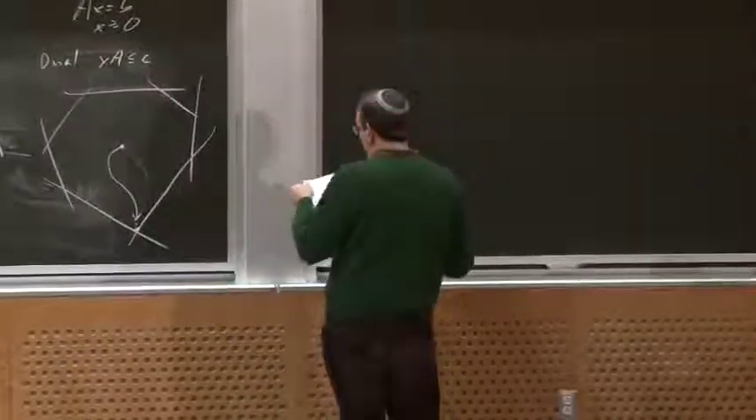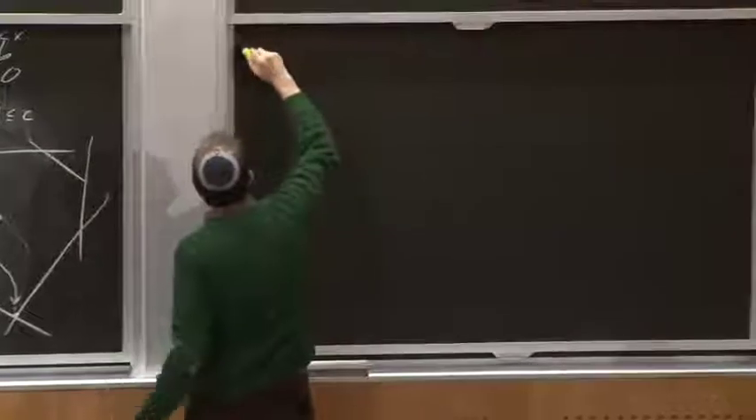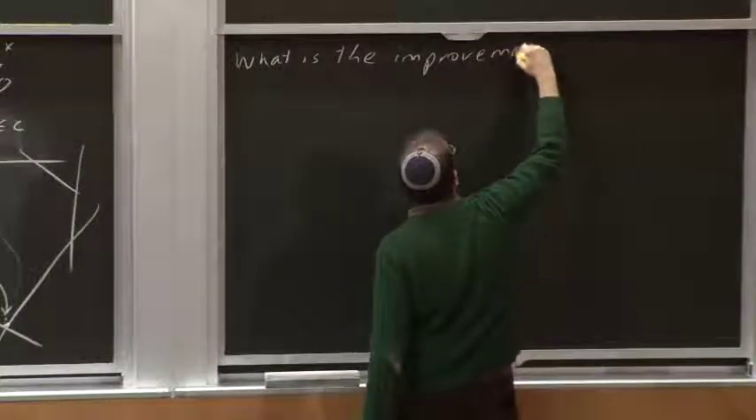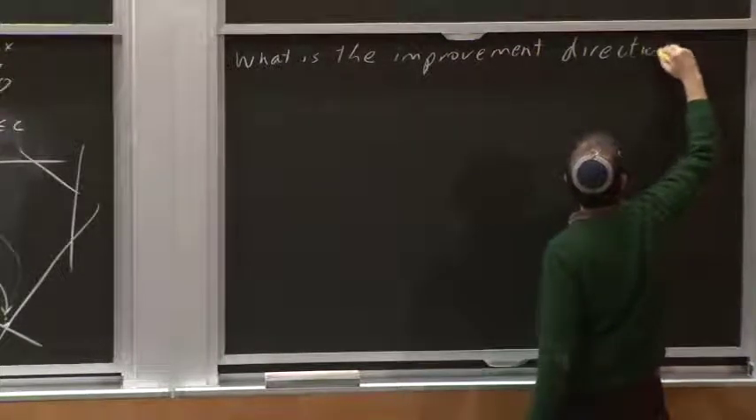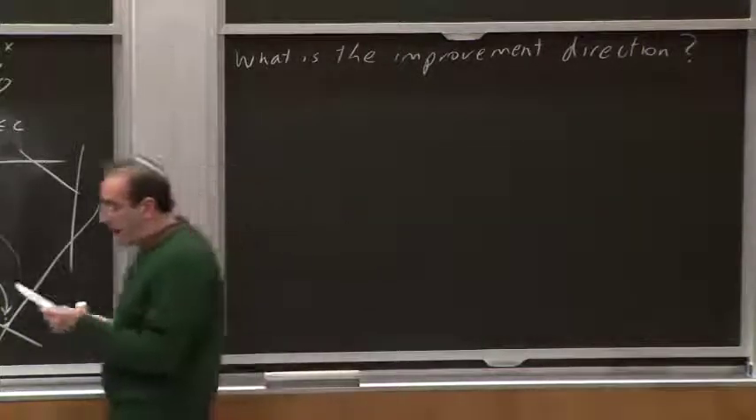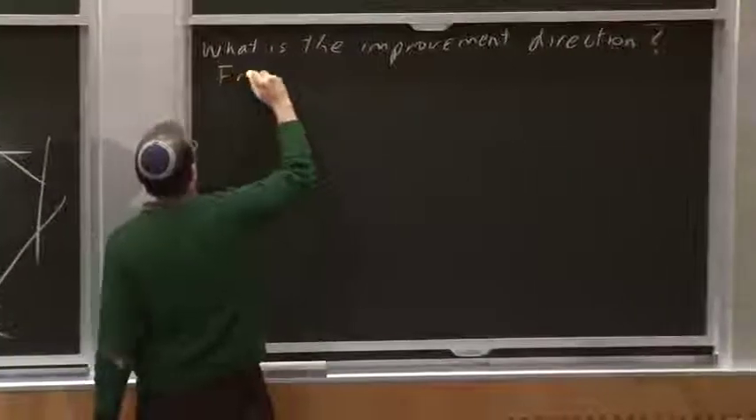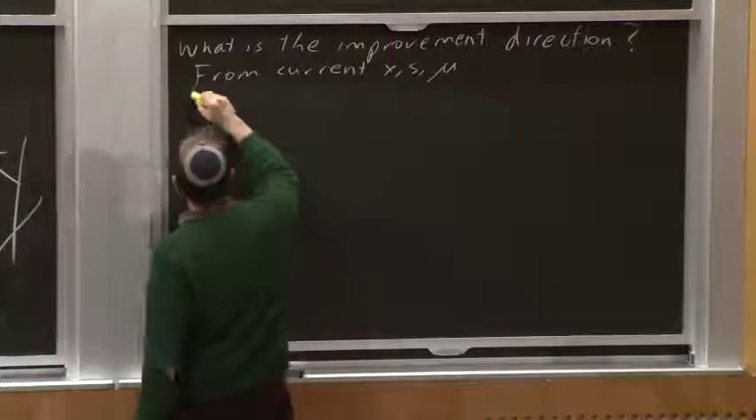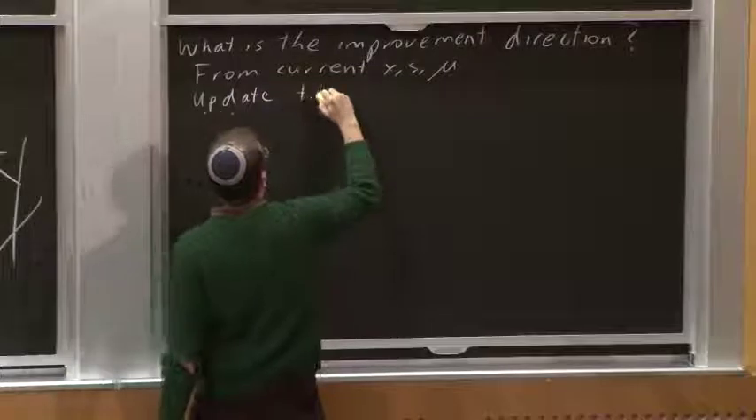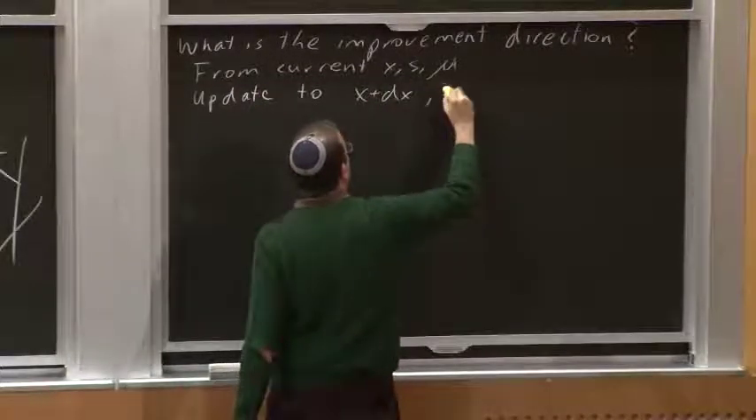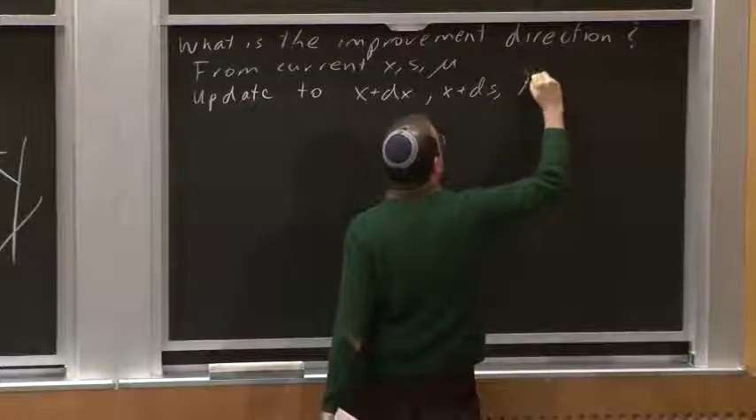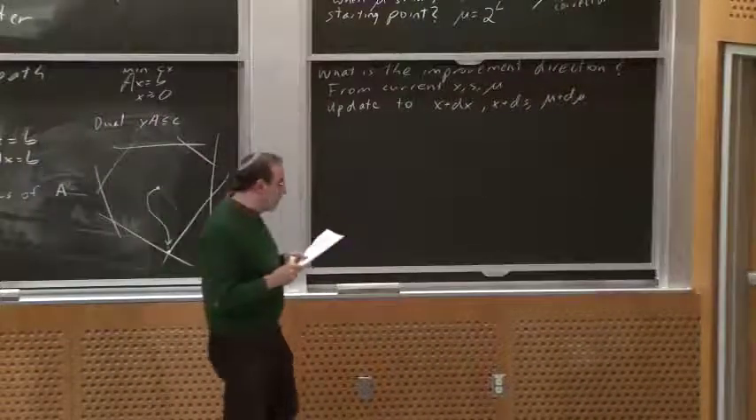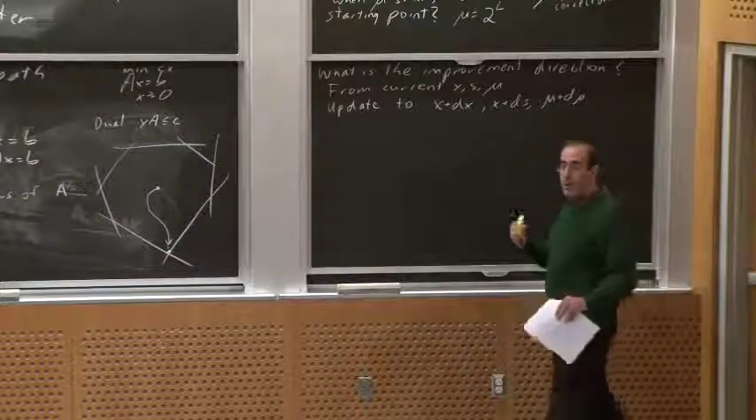Okay. So that's the question we're going to ask: what is the improvement direction? And this is where we start diving into the math. So from the current x and s and mu, we are going to want to update our position to a small x plus dx, a small s plus ds, and a small mu plus d mu. Yes? And the question is what sort of constraints we need to obey, right? We still want to be on the central path.